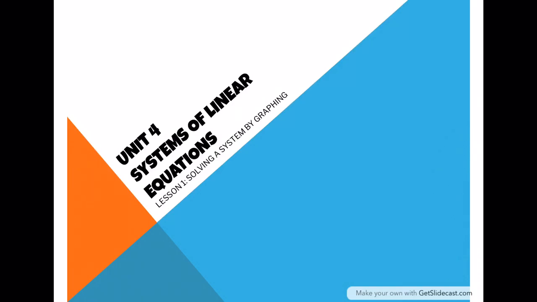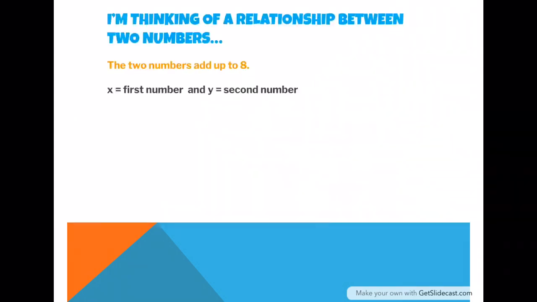Okay, so in order to talk about systems of linear equations, I'd like to start with a simple idea. I'm thinking of a relationship between two numbers. The two numbers add up to 8. So let's use x to represent the first number, and we'll use y to represent the second number. That way, when we talk about solutions, we can talk about solutions in terms of an ordered pair x, y.